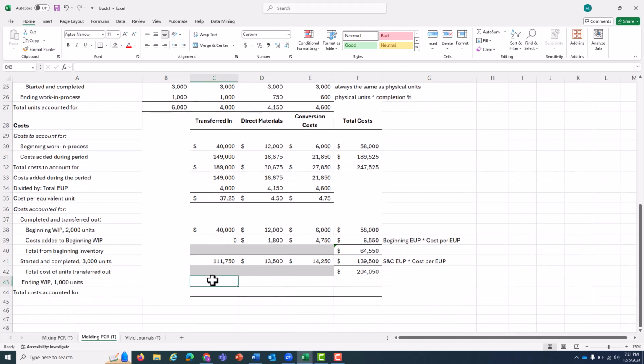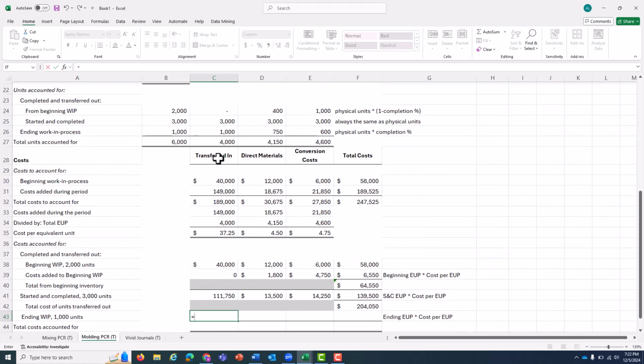So for our ending WIP, we're going to take our ending equivalent units of production, multiply it by our cost per equivalent unit of production. And for our ending WIP, the equivalent units of production for transferred in was 1,000. Multiply that by the $37.25 per equivalent unit, and those 1,000 units in ending WIP will have $37,250 of transferred in costs assigned to them.